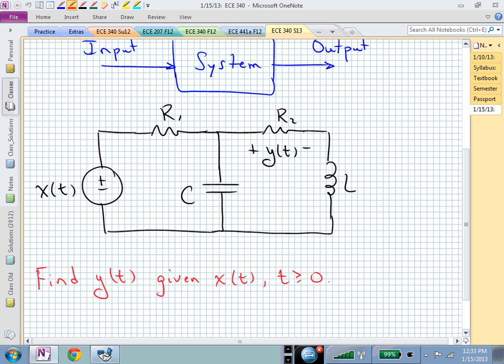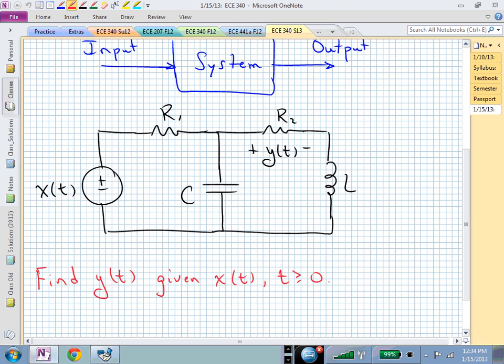The idea now is somebody might hand you an input waveform, X of t. It could be a pulse, it could be a sinusoid, it could be a damped exponential, it could be an exponentially damped sine wave. It could be a periodic waveform, it could be an aperiodic waveform. And you want to know what's going to happen at the output Y of t. What's Y of t going to look like across that resistor, the voltage across that resistor?